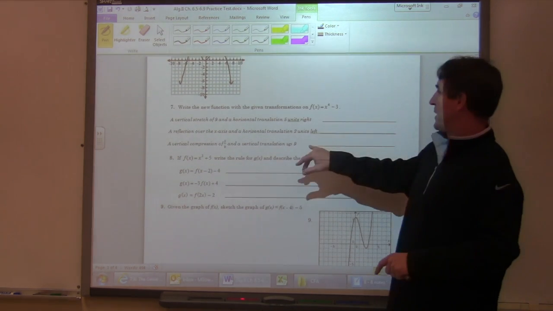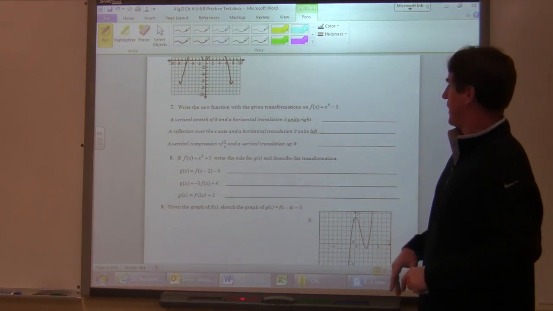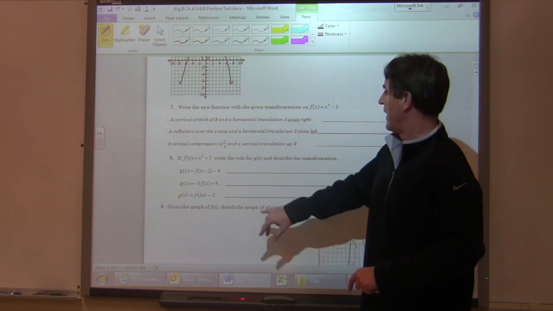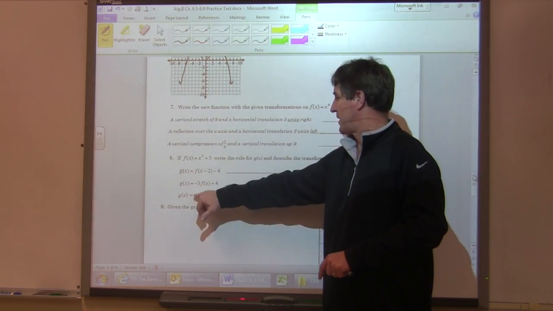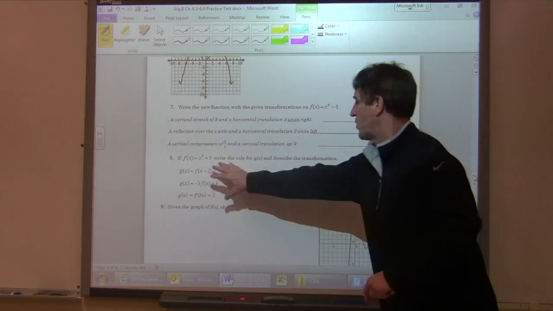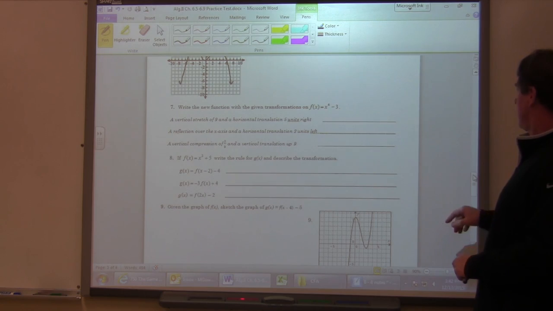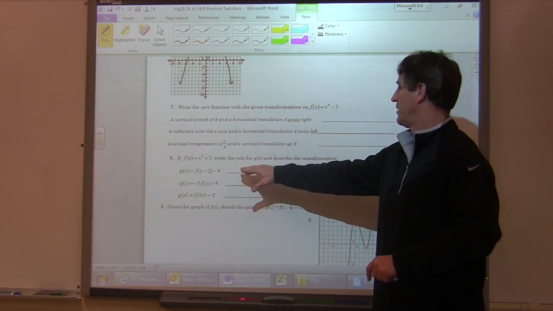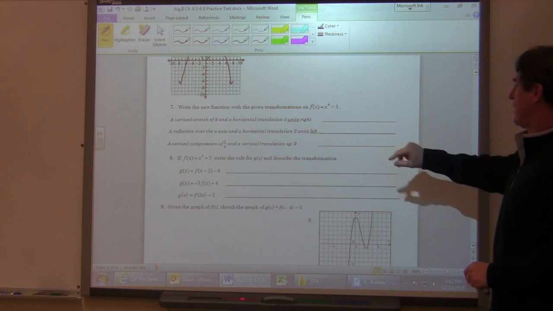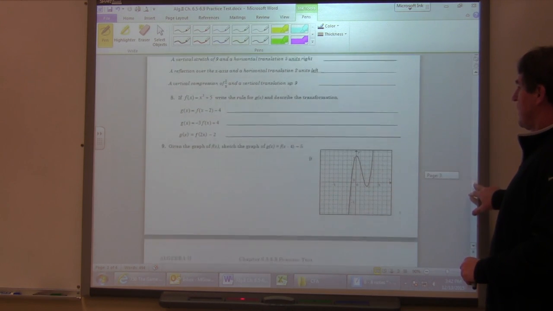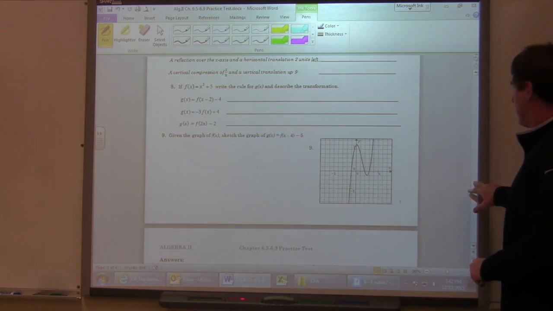Then we've got the transformations. So there's 3 problems here where it goes from words to the equations. There's 3 where they give you the f of x and then they tell you what g of x is. The transformations written as equations, and you have to write the rule and then describe the transformations. So you write the new rule, what it would be if I did this to that function, and then describe the transformations. And then here is the graph where you move the points and you draw the graph.